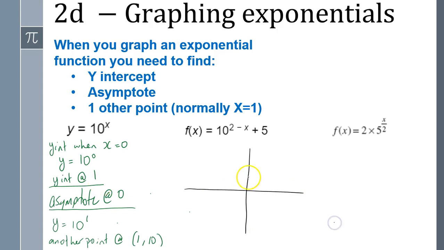So I've got my y-intercept at 1, I've got my asymptote at 0, and I've got another point at (1, 10). Didn't do a very good scale there. So my graph is going to run along, it's going to build slightly, it's going to go through 1, and it's going to jump quite steeply up to 10. Okay, I label my points.